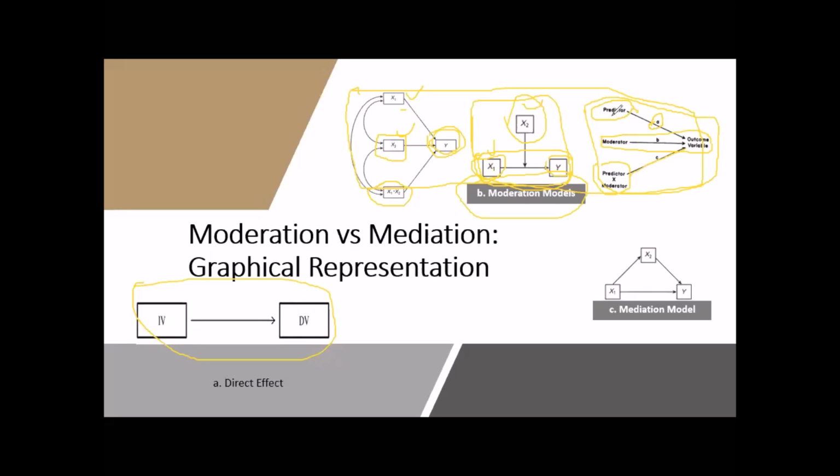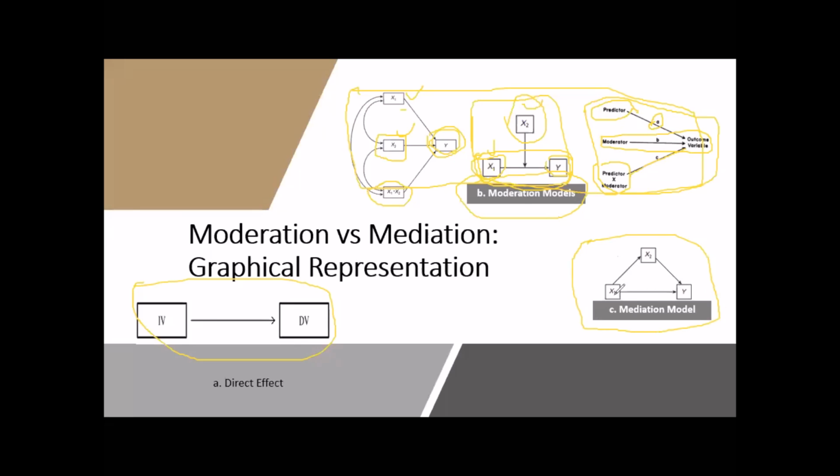One equation is for predictor to outcome variable, the second one is from moderator to outcome variable, and then we multiply the predictor and the moderator with each other, and then we regress it on the outcome variable. Okay, and in this third diagram, this is basically the graphical representation of the mediation model. Here you can see this mediation model is completely different from the moderation analysis.